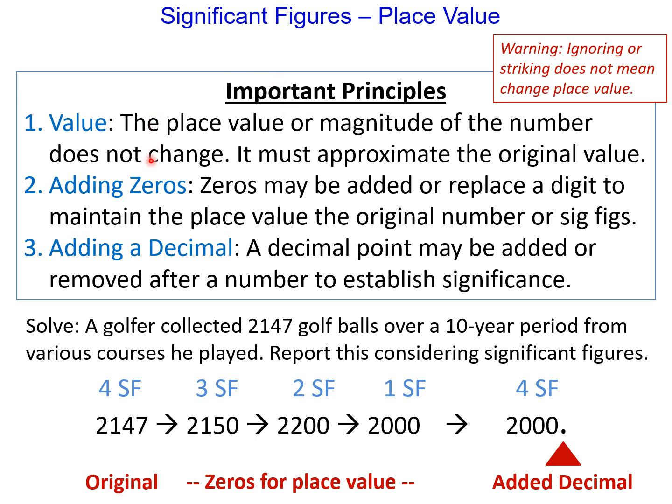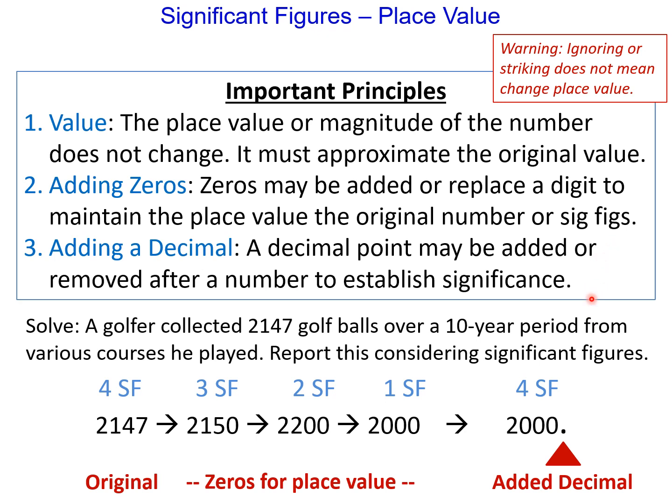It's important to note when it comes to the place value, the place value or magnitude of the number does not change. If your number is in the thousands, your answer is still thousands, except in terms of writing, we only show or report one of the sig figs with the rest of the digits to fill out the place value. Add in zeros. If we want to retain place value, we can use the math process of including zeros. Adding a decimal: occasionally, we'll have zeros at the end of a number that are significant, and we'll need to add a decimal point to show that it is significant.